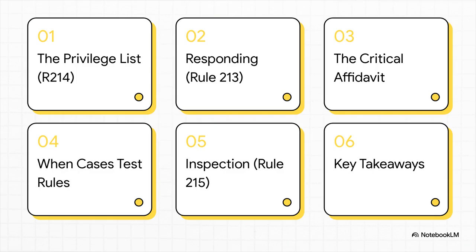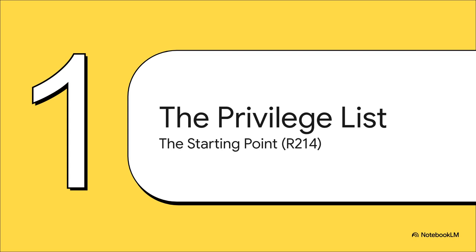So, here's our game plan. We're going to follow the logical path of a disclosure dispute, right from that first claim all the way to the final inspection. And along the way, we're going to lock in the key rule numbers at each stage so you can walk into those exams feeling completely confident. Right, let's start at the very beginning.